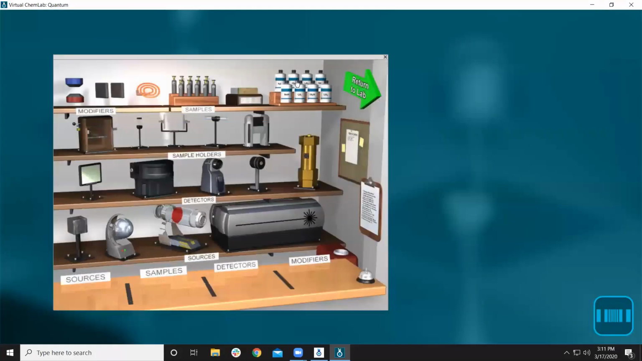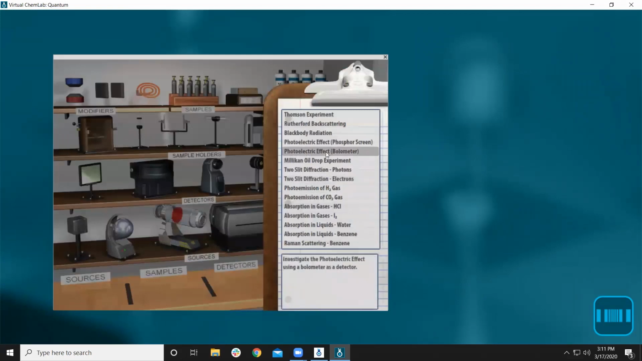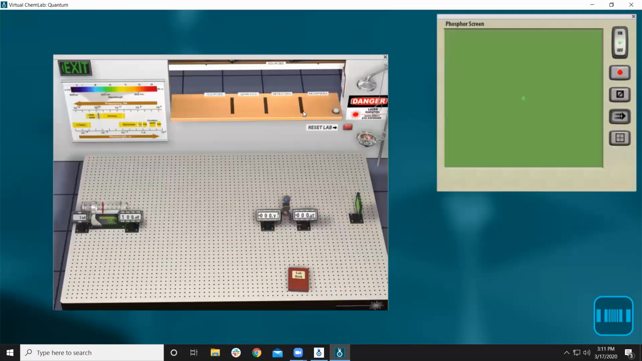So that's just an example. And you can build these experiments. You can take any source with detectors, with sample holders, and with samples and modifiers, and do any experiment you want. We also have these clipboards that are preset ones. So here's the Thomson experiment, for example.